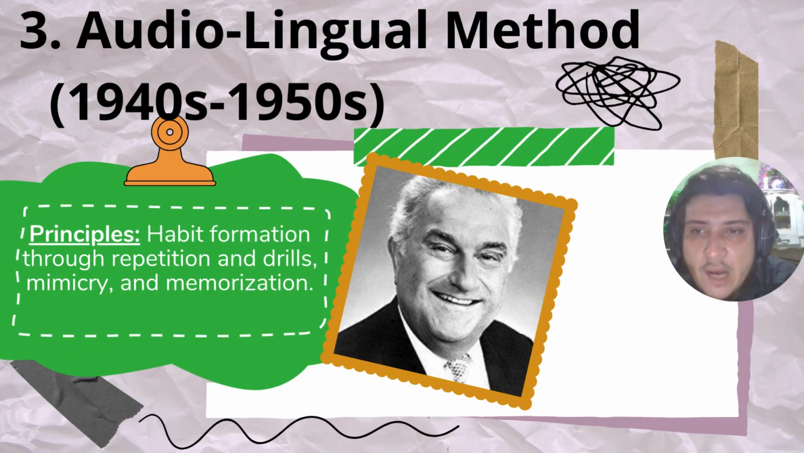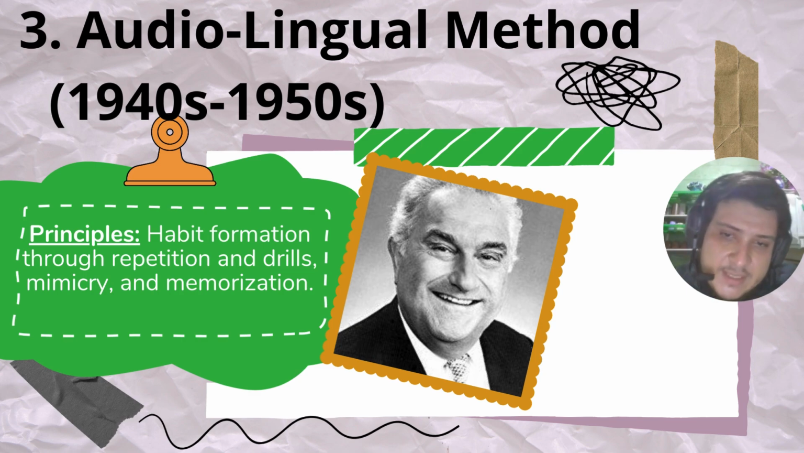Number three, audio-lingual method, 1940s to 1950s. Origin: developed during World War II for military purposes, to teach language through repetition and drills, emphasizing listening and speaking. Key figures: Charles Fries and Leonard Bloomfield. Principles: habit formation through repetition and drill, mimicry and memorization. Influence: popular in the mid 20th century, influenced by behaviorist theorists.